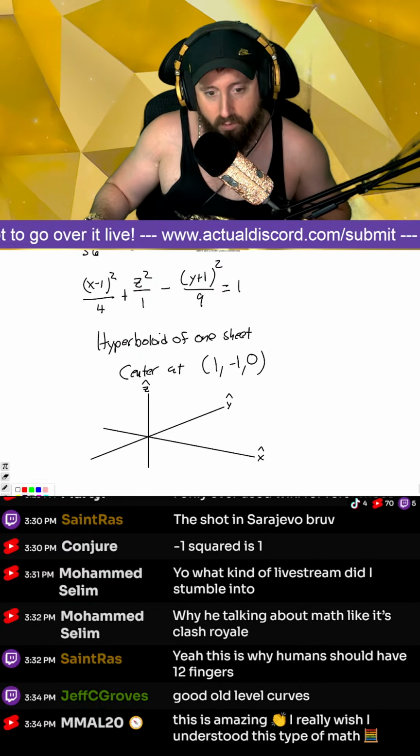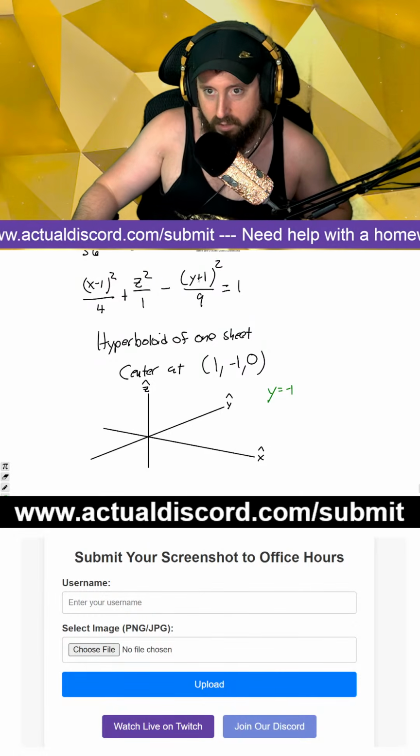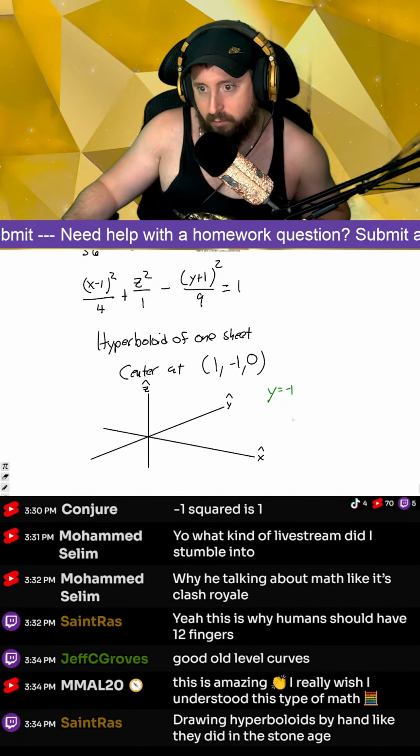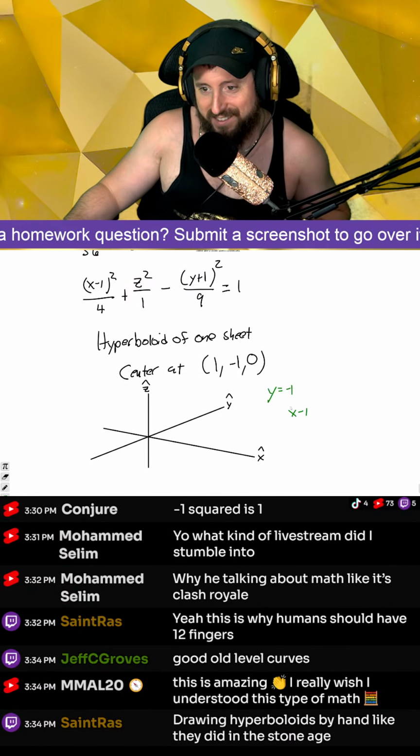Okay, so I'm going to hold some things fixed. I think I'm going to hold y equal to minus 1, because if y is equal to minus 1 here, this whole thing goes away. Okay? And then we're left with drawing hyperboloids by hand like they did in the Stone Age.